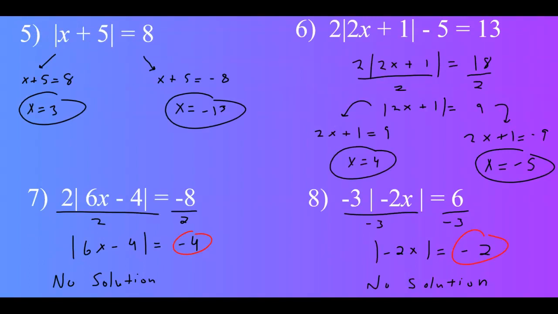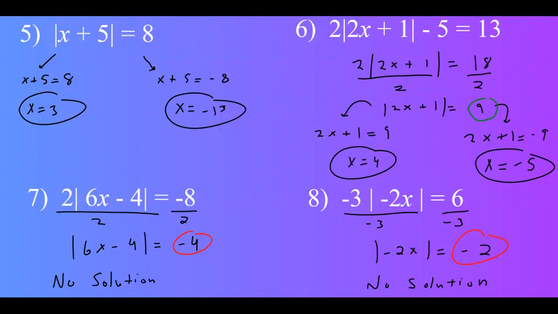All right, here is my work and the answer. So on number 5, positive 8, it's good to go. Break it apart. I got x equals 3 and x equals negative 13. Number 6, I added 5 over, divided by 2. That got to a positive 9 on the right side, so good to go. Broke it apart. Got x equals 4 and x equals negative 5.